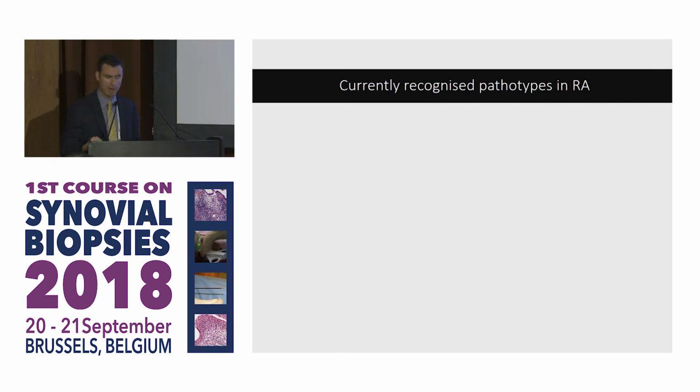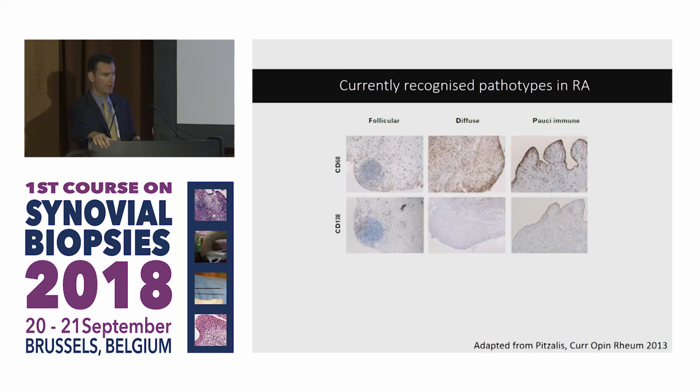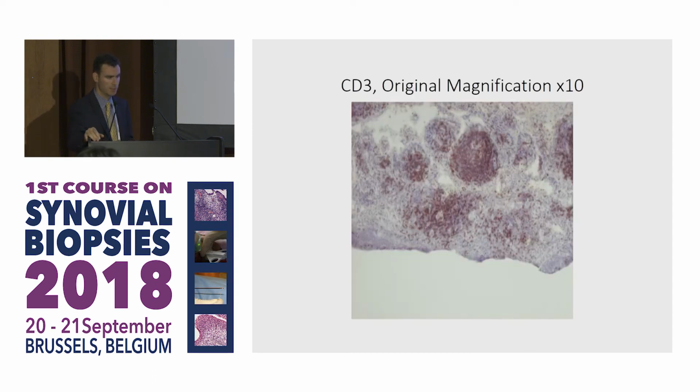So there are currently clearly recognized pathotypes in synovial tissue from rheumatoid arthritis patients. And these are the samples taken from Costa's paper, a follicular type, a diffuse type, and a pauci-immune. And they're the various stains. You can see that there are clear differences. But it's important to recognize that while some patients can easily be put into one of these subsets, there's many, many patients, and this is the image that I showed you just before that, who have both a stromal infiltration but also an organized lymphoid aggregate. So these patients can exist on a spectrum.